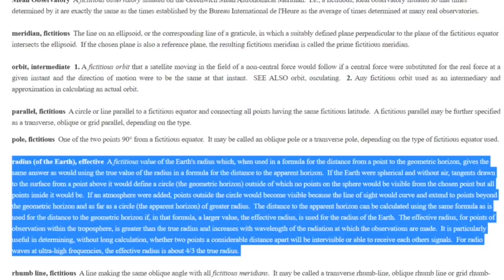In that formula, a larger value, the effective radius, is used for the radius of Earth. The effective radius for points of observation within the troposphere is greater than the true radius and increases with wavelength of the radiation at which the observations are made. It is particularly useful in determining without long calculation whether two points a considerable distance apart will be intervisible or able to receive each other's signals. For radio waves, the ultra-high frequencies, the effective radius is about 4/3 of the true radius.